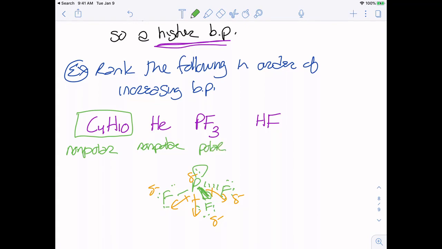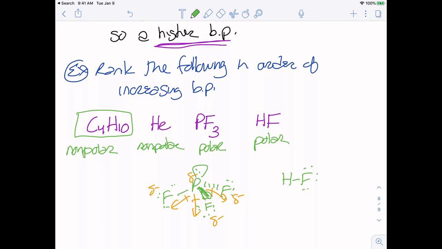And again, if you need to go back and review that, that was back from chapters 4 and 5. Please do, because it's hard to do a problem like this if you don't know if the molecules are polar or not. HF is just one bond. It's not on the list of non-polar bonds, so that makes it polar. I will draw it out. There are lone pairs on that fluorine.